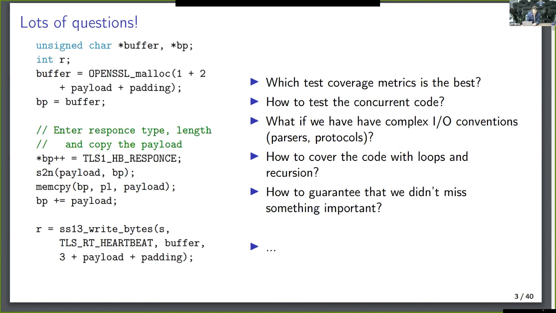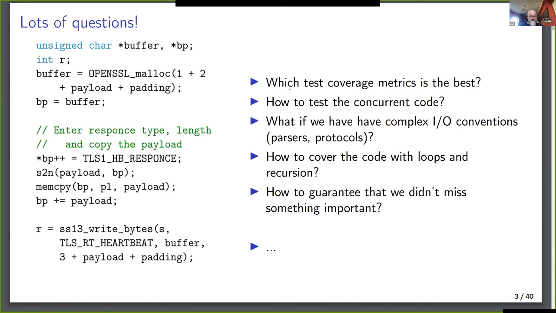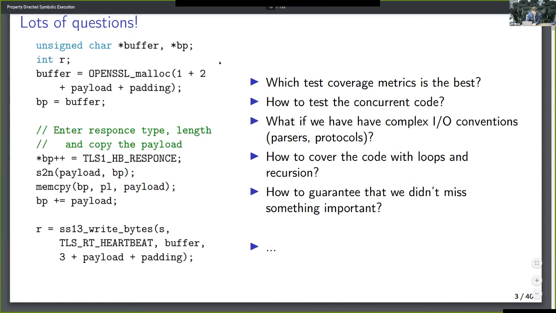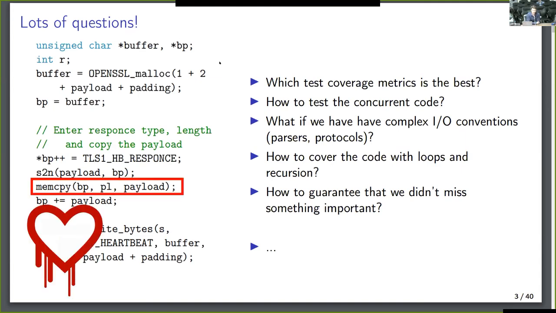For instance, does anybody recognize this code? This is a pretty famous snippet. It's the Heartbleed vulnerability, right? Yes, that is. This is a snippet from the TLS heartbeat extension implemented in OpenSSL. The thing is that it has a vulnerability, and it is in this concrete line. This is a very famous one.